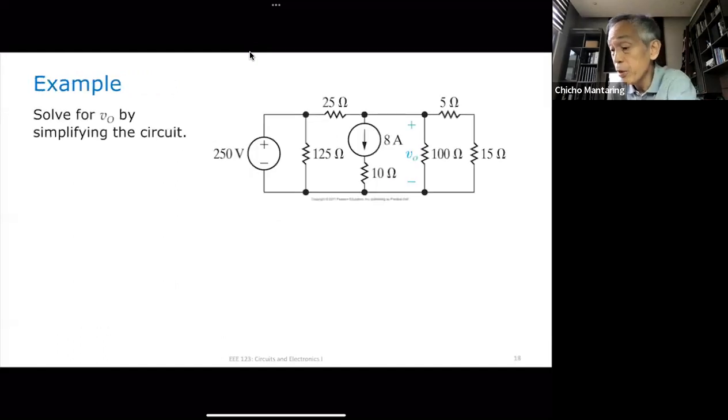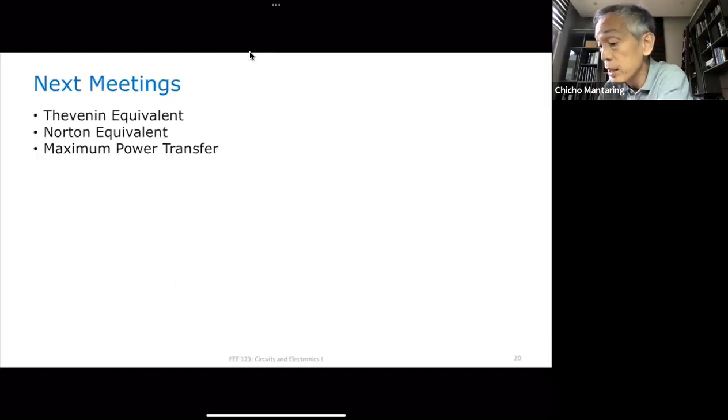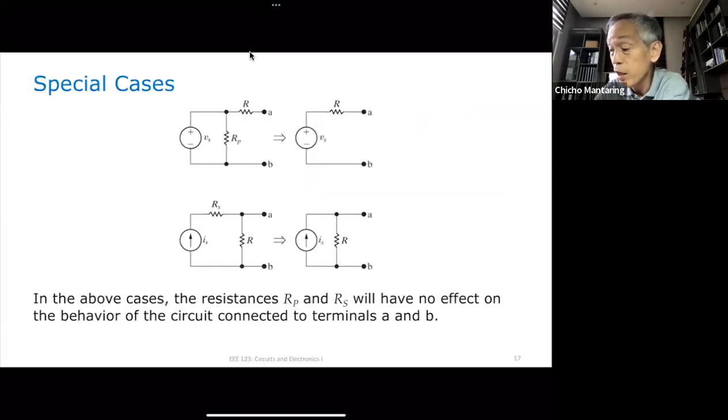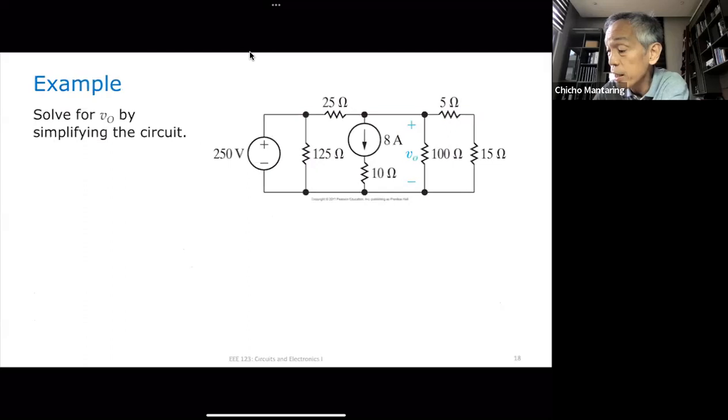Okay, I have one last example, but since we don't have time, I'm going to leave this up to you to solve. This is the case where we can simplify the circuit not only using source conversion, but also using these particular principles, because we're interested in a voltage that is outside the terminals of either my current source or my voltage source.